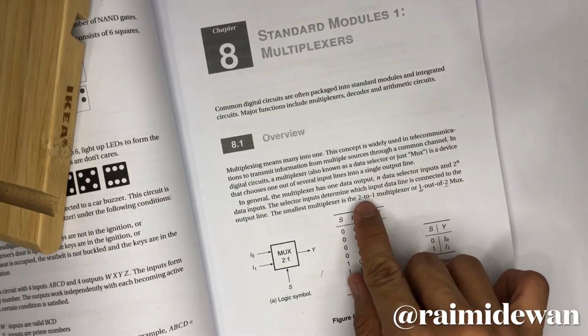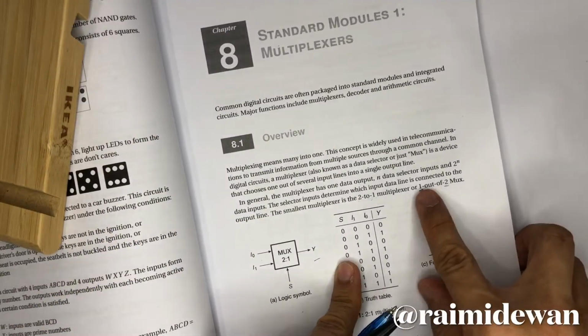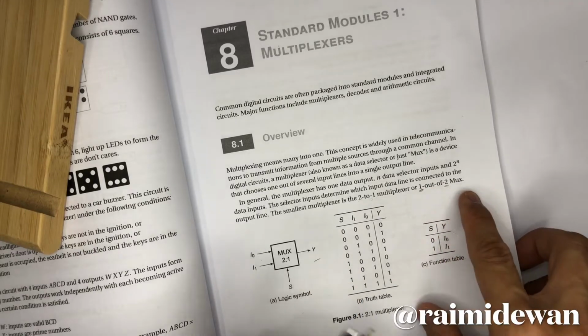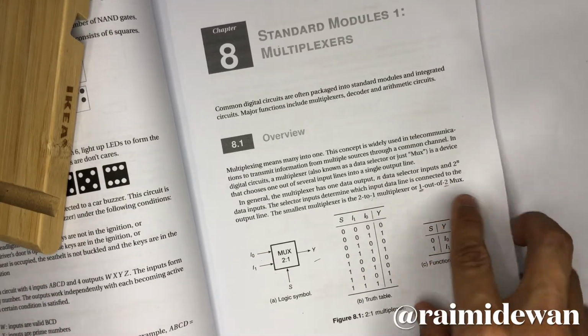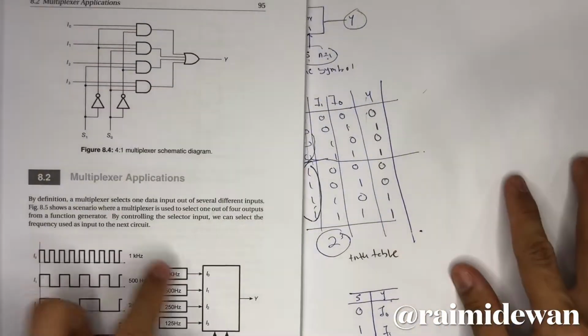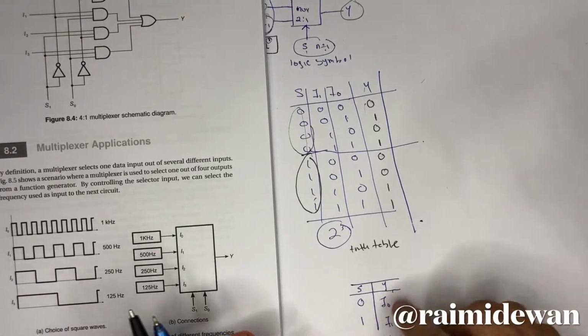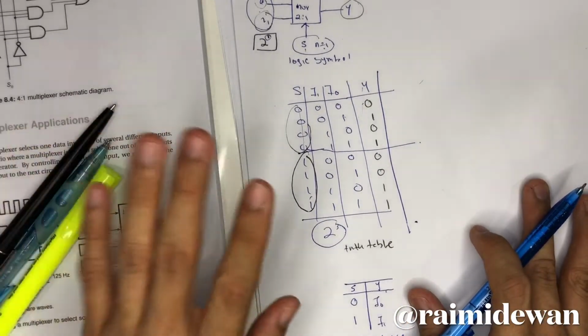Don't forget the name: 2 to 1 multiplexer, 1 out of 2. Because if you don't really notice, maybe you end up drawing the demultiplexer, but this one is actually a multiplexer. Once we have this, we try to see the corresponding schematic diagram.